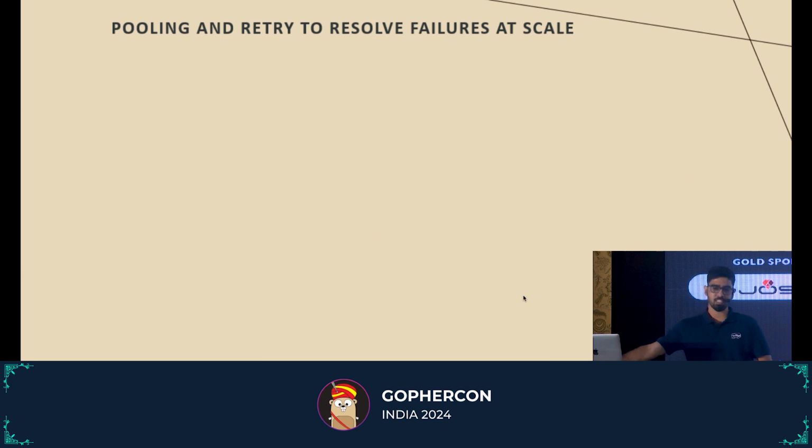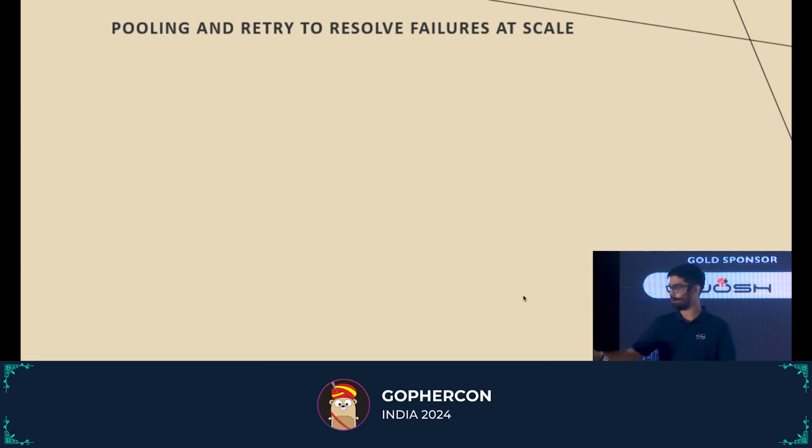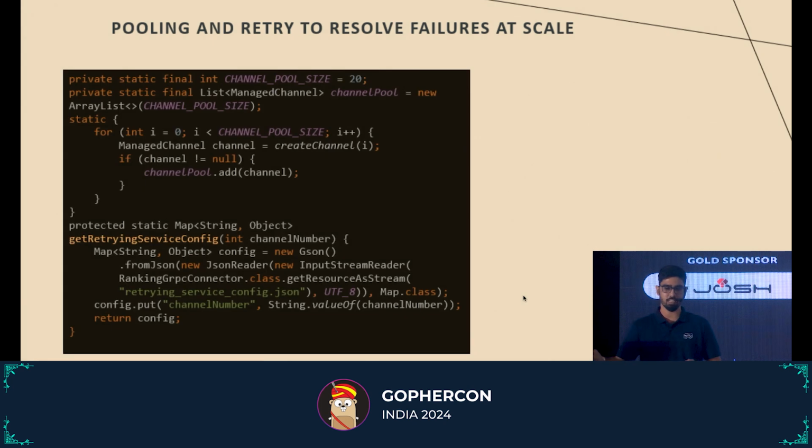So when we released this service, we were getting 1 to 2% failures, and we tried multiple solutions. To start with, we created a pool of 20 channels. We changed the pool size as well. We passed a configuration file with retry mechanism.